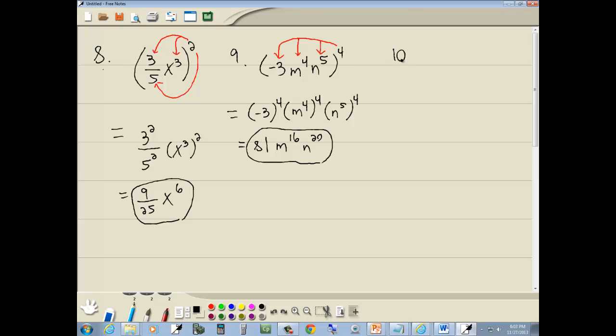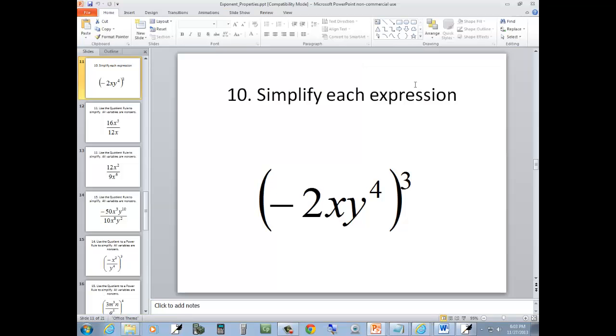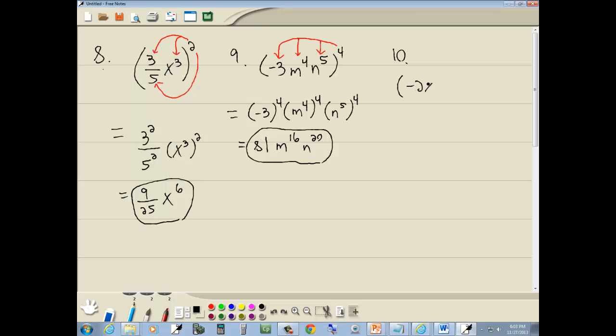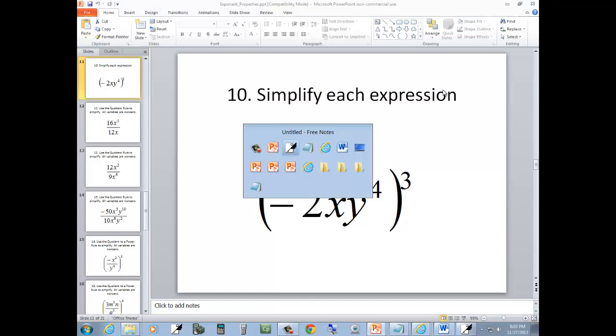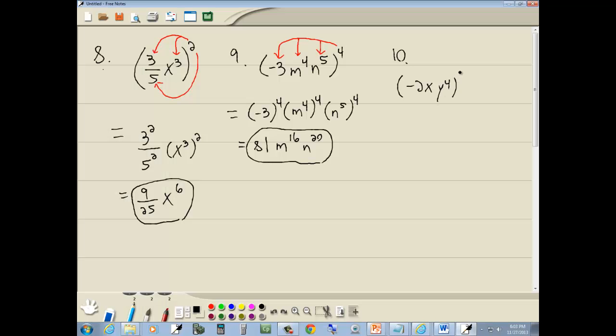Okay, let's look at this one. We've got negative 2, x, y to the 4th, raised to the 3rd power. I know it seems like I'm showing a lot of this type, but I just want to really emphasize that idea. If everything inside your parentheses is multiplication or division, then you can raise everything to that power. We got negative 2 times x times y to the 4th. So we can take the negative 2 to the 3rd power, the x to the 3rd power, and the y to the 4th to the 3rd power.